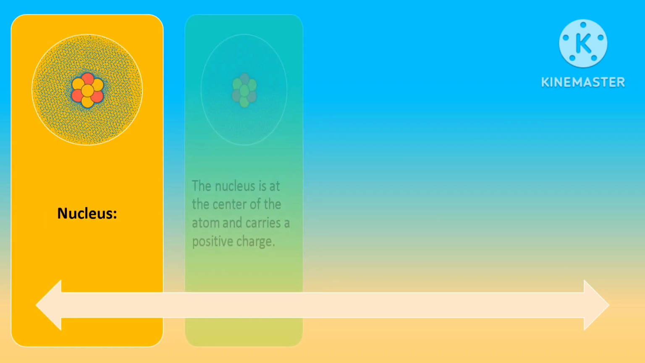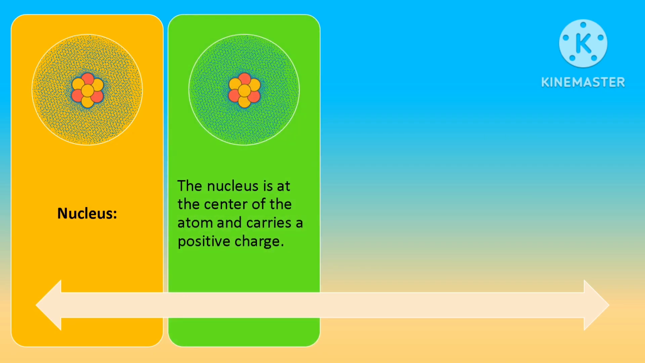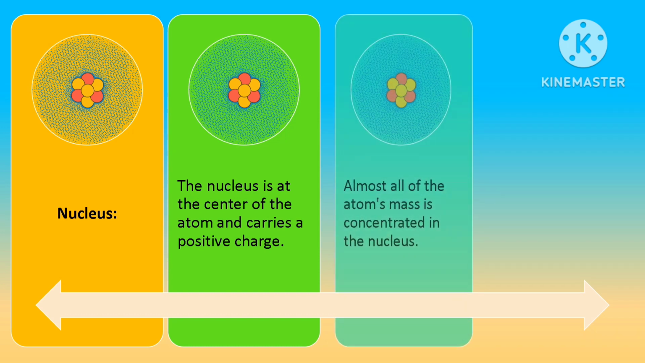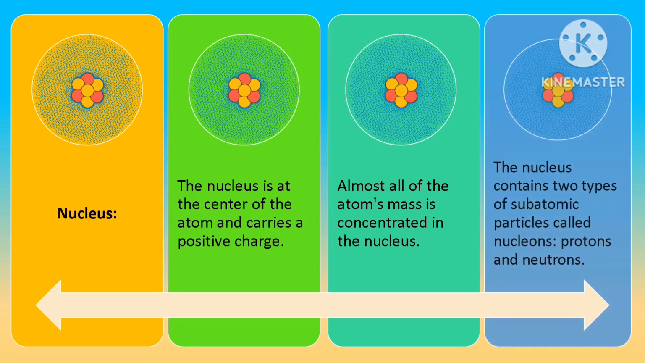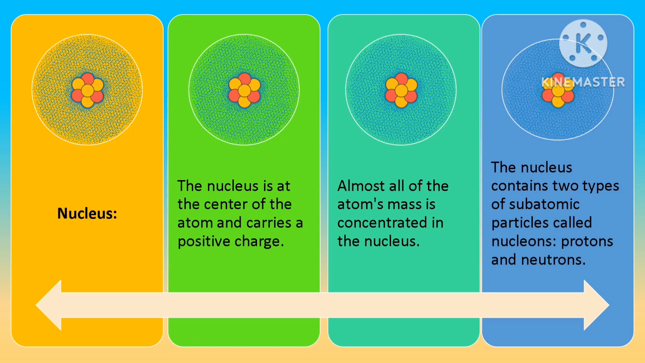Nucleus. The nucleus is at the center of the atom and carries a positive charge. Almost all of the atom's mass is concentrated in the nucleus. The nucleus contains two types of subatomic particles called nucleons: protons and neutrons.